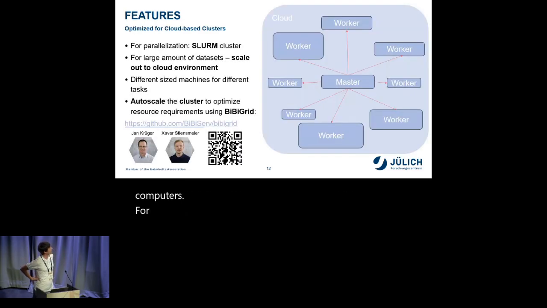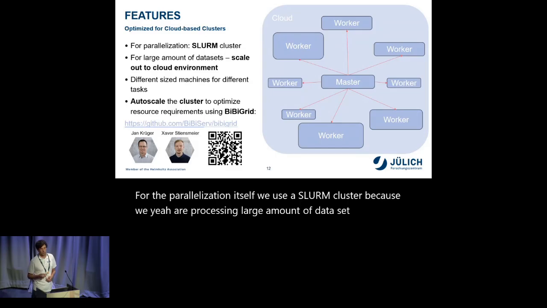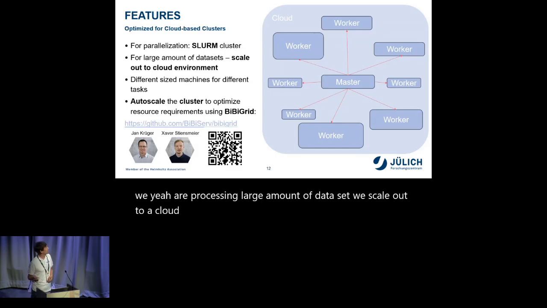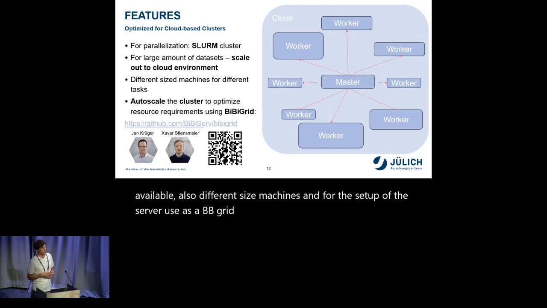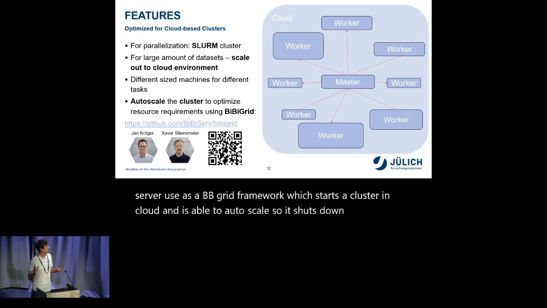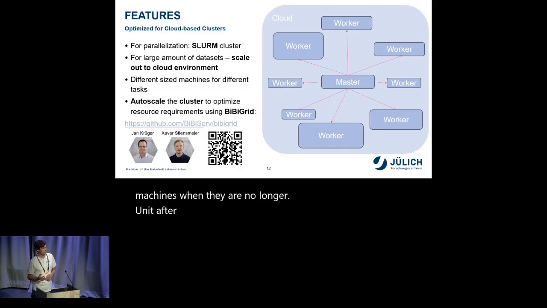For the parallelization itself, we use a Slurm cluster because we are processing large amounts of data. We scale out to a cloud environment, and there we have many machines available, also different sized machines. For the setup of the Slurm cluster, we use the BiBiGrid framework, which starts a cluster in the cloud and is able to auto-scale. So it shuts down large machines when they are no longer needed after the assembly, for example, and starts new machines when they are necessary.